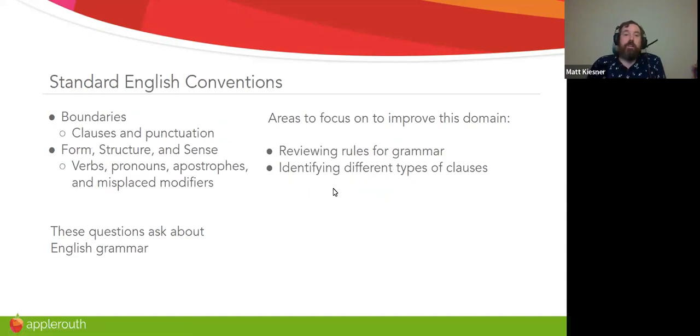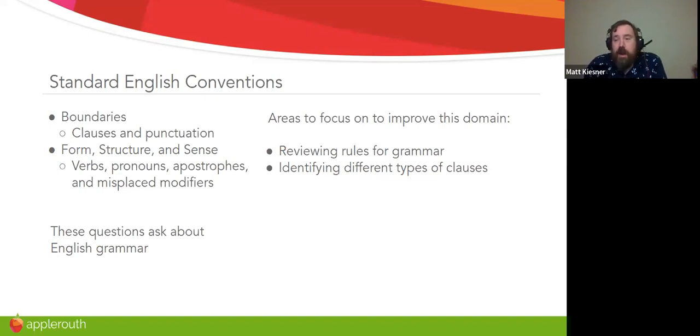For the standard English conventions, these are the grammar questions or the writing questions. There are two general categories. There's boundaries, which is going to be testing on clauses and punctuation. And then form, structure, and sense is going to be kind of all kinds of things: the verbs, pronouns, apostrophes, plus modifiers. And so obviously knowing English grammar rules is important on these.